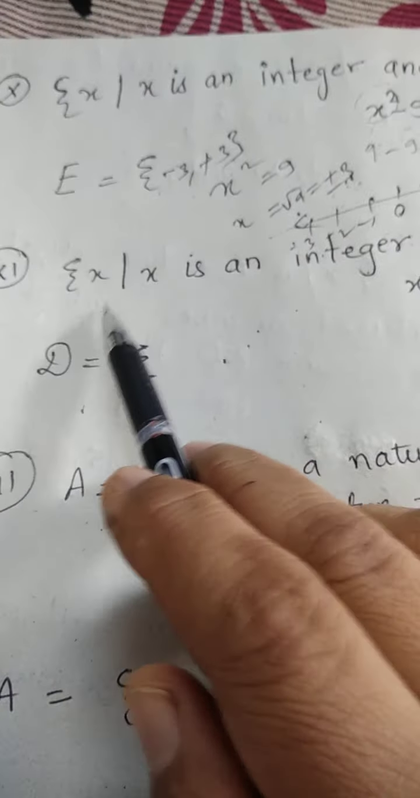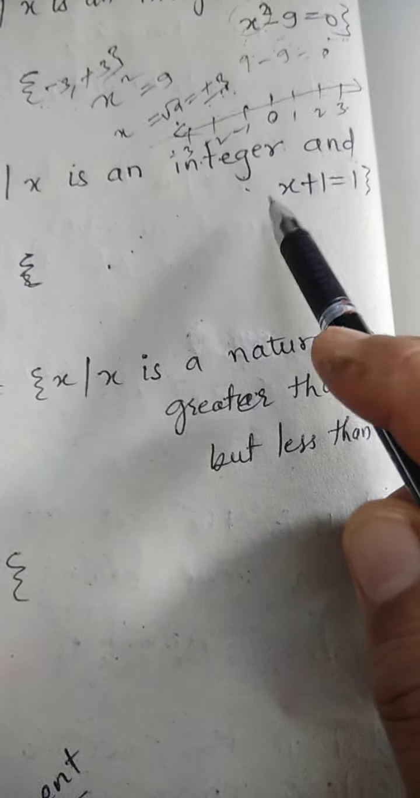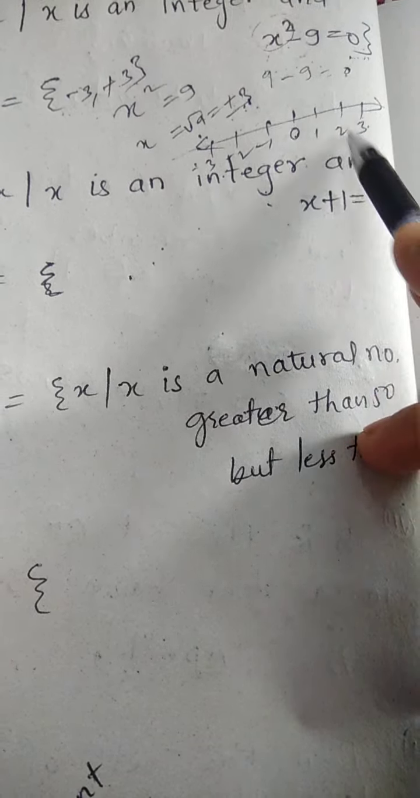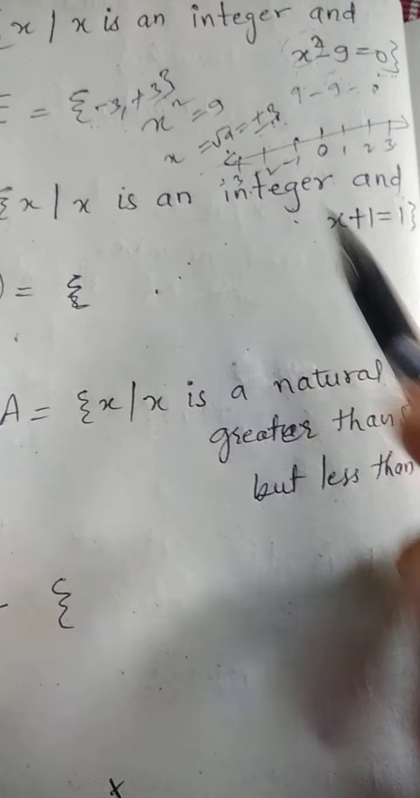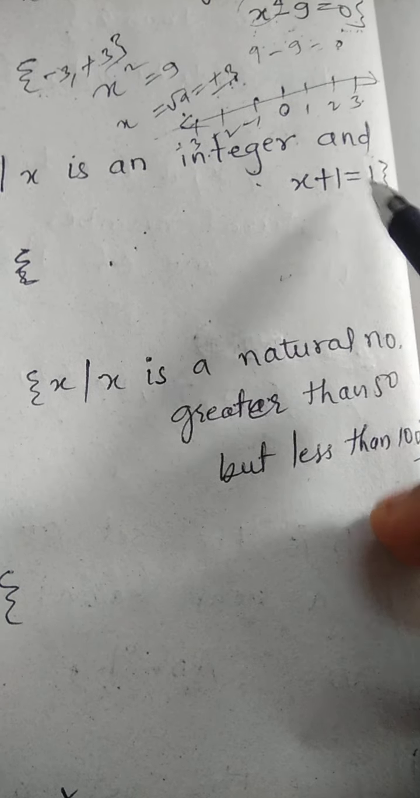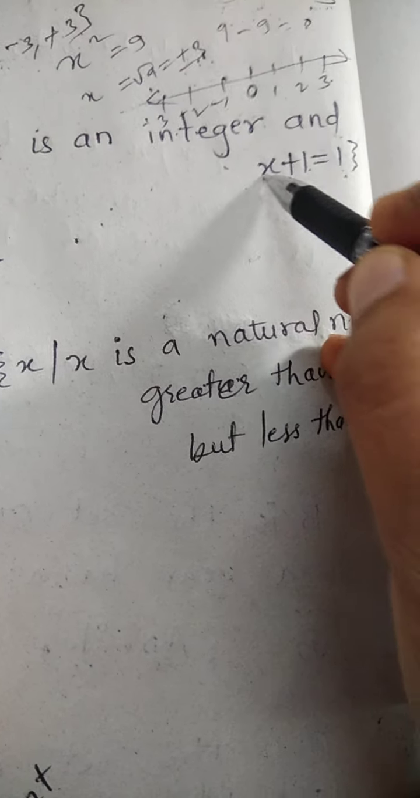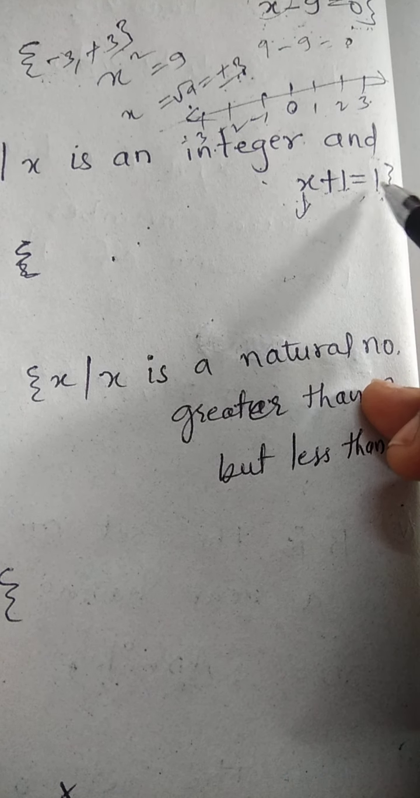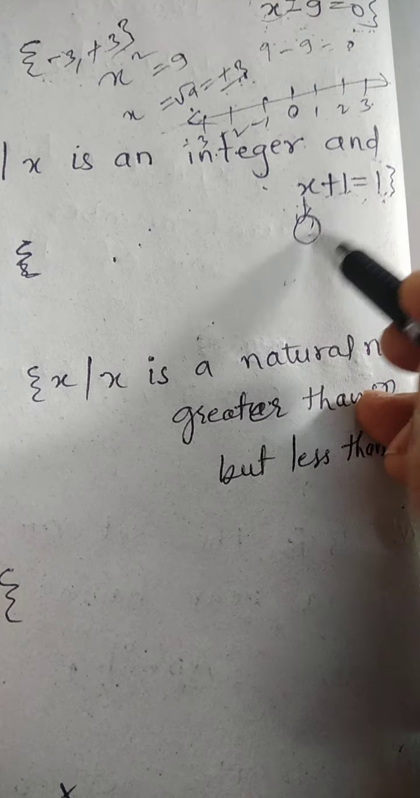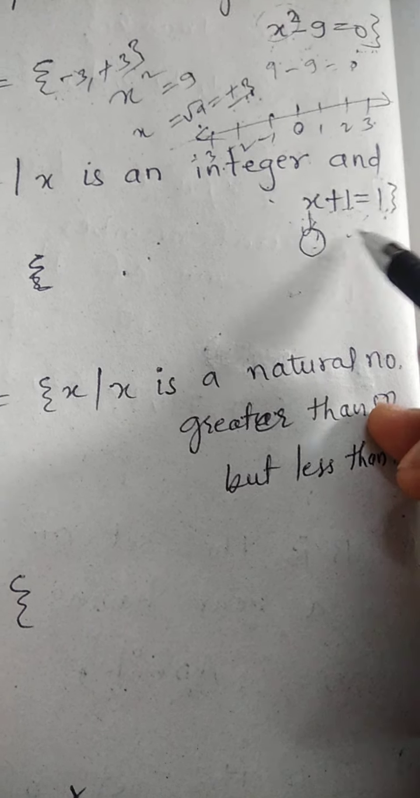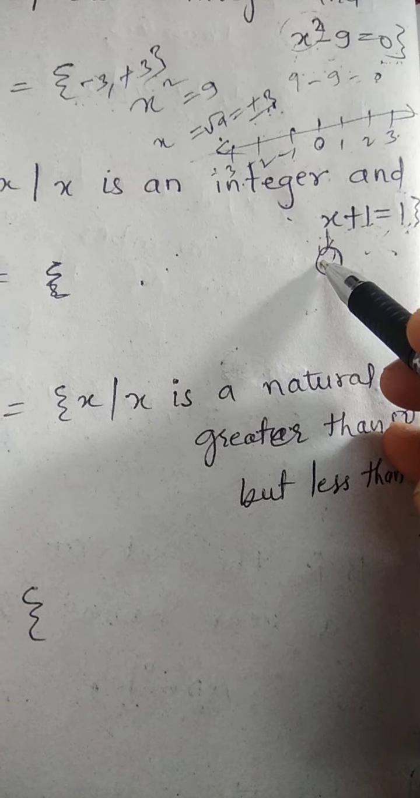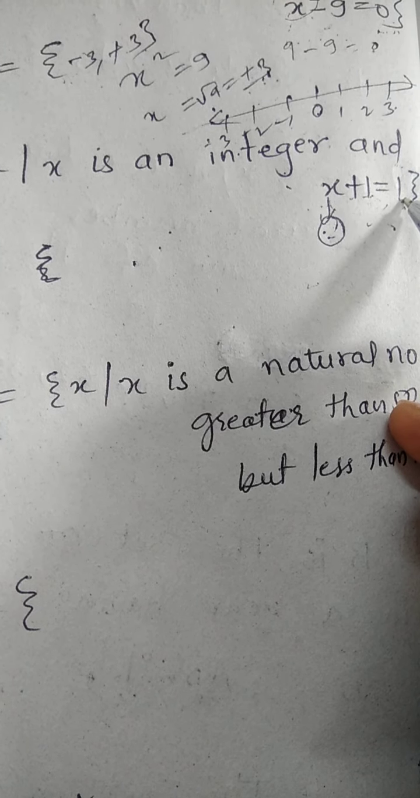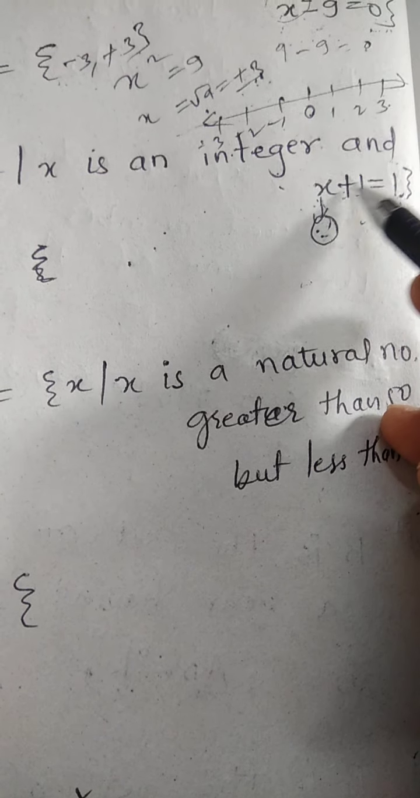11th question. x, where x is an integer, x plus 1 equal to 0. Integer means here number line, numbers 0, 1, 2, 3, minus 1, minus 2, minus 3. x plus 1, 0. Tell me what will you add in 1 so that you will get 0? You will get 1. What will you add in this to get the answer 1? We will add 0. 0 plus 1 will give 1. 0 is additive identity. Additive identity means if we add a 0 in any number, we will get the same number. Okay, so 0 plus 1 gives you 1.